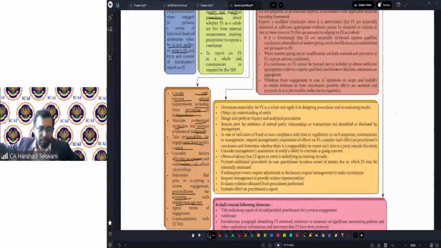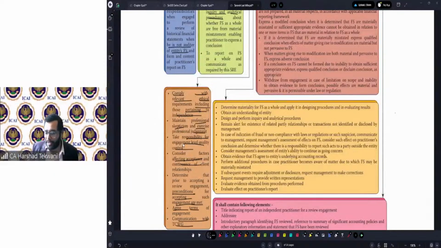Any doubt? You need to then agree the terms and conditions with management, and accordingly communicate with the management throughout the engagement. So agree the terms, and communicate with those charged with governance. Any doubt with respect to the requirements?